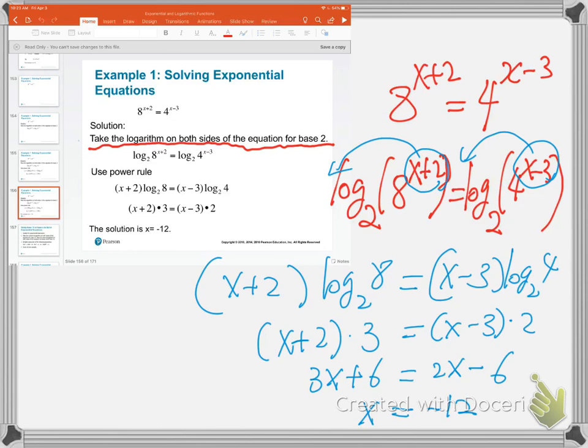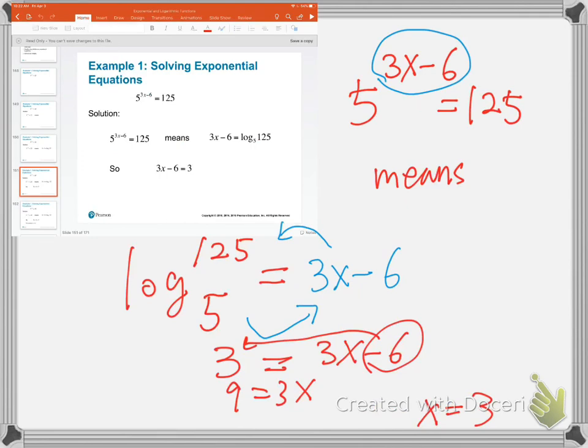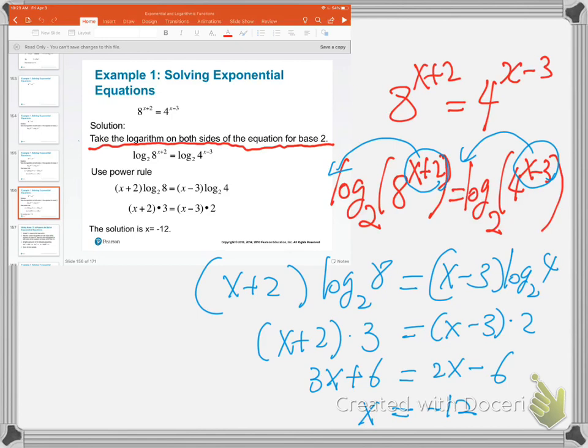Okay, so method 1, we use properties of exponential equations. Same power means same base means same exponents. Method 2, we just use log. Either we use the definition of log, like in the previous example, or we take log on both sides of the equation, with the same base.